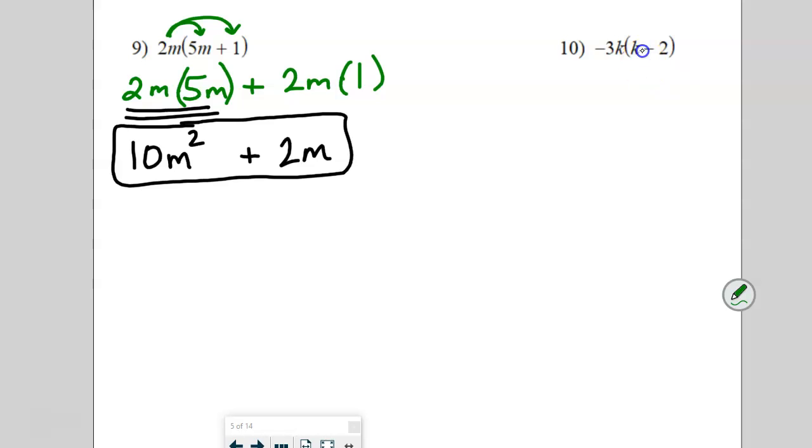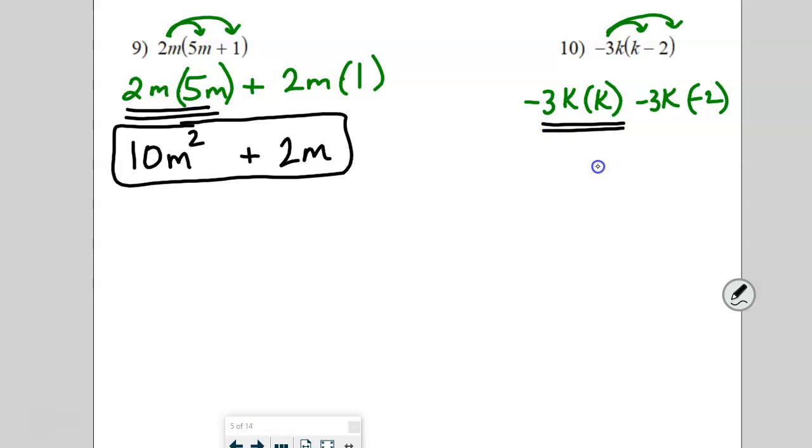All right, same idea here. You got the -3k times k. I'm going to write that out the long way for now. And then we got another -3k, this time times the -2. Oh my gosh, I'm going to have to learn how to write before school starts. All right, here goes. -3k times k. The coefficient is still a -3. K times k gets shorthanded to k squared.